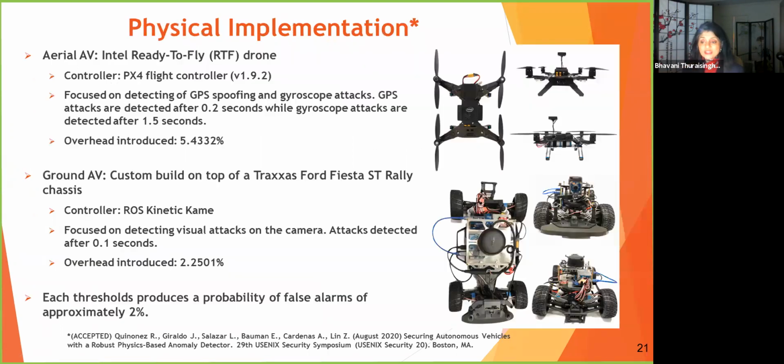Okay, so what's our implementation? We only work on drones and cars. We didn't do sea, right? I mean, we do have lakes and so on in Dallas, but we don't have big oceans here.